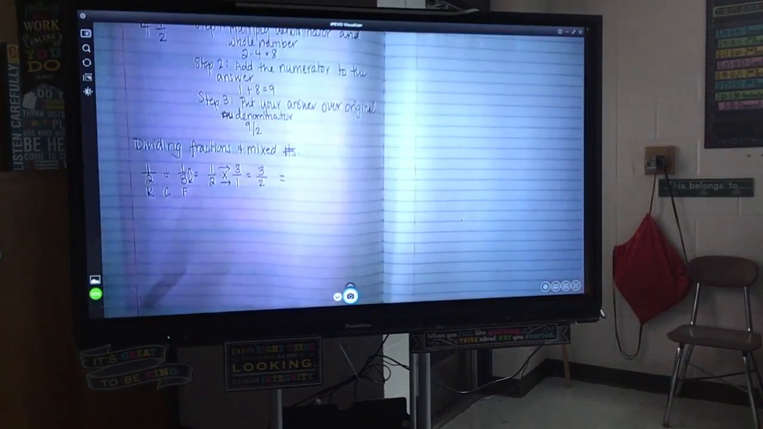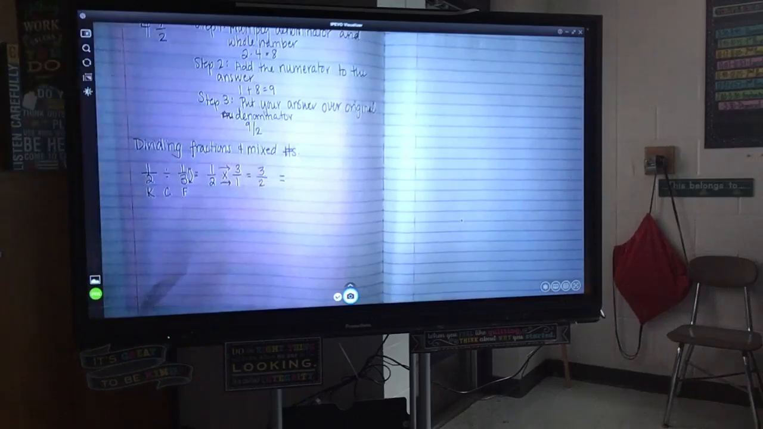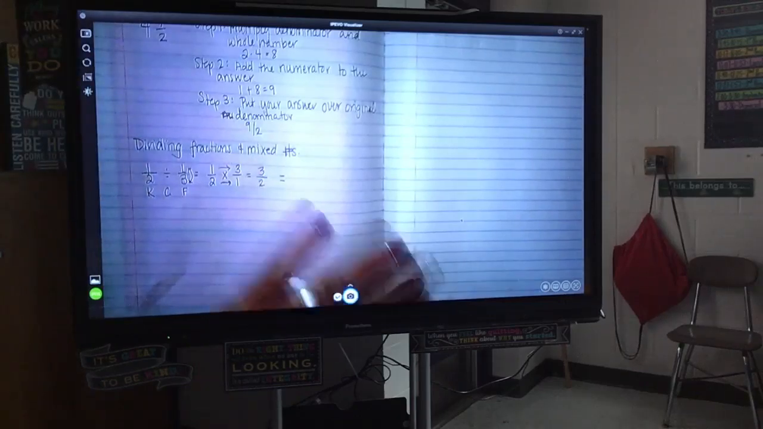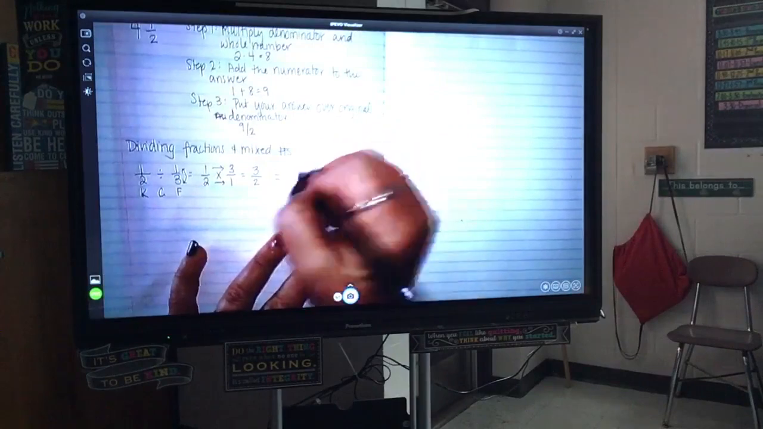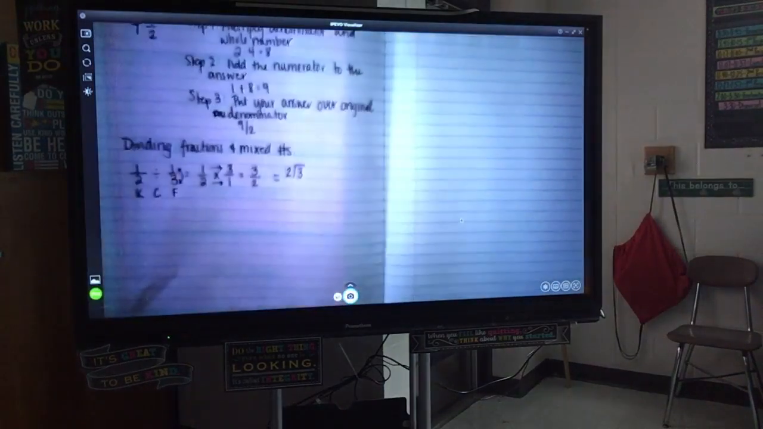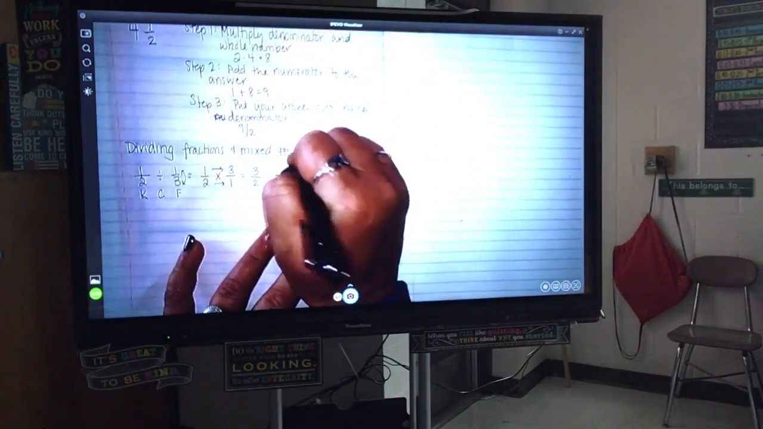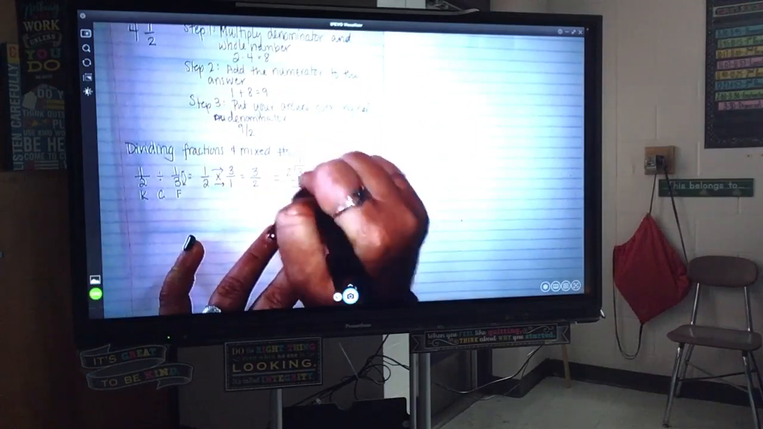But so how do I get my improper fraction to a mixed number? Kylie. You divide the denominator. Right, so I'm going to do 3 divided by 2. So how many times can I multiply 2 to get close to 3 without going over? 1. 1 time.